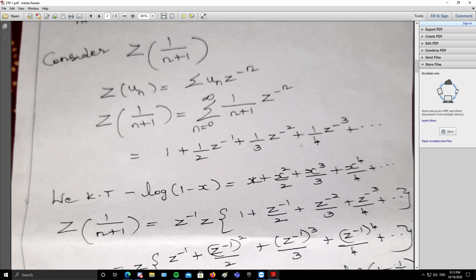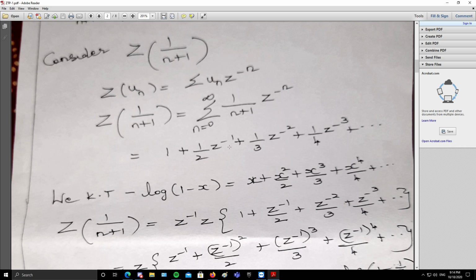Now observe the terms. Every series will have a pattern. The denominators you have 1, 2, 3, 4, and the numerators you have z to the power minus 1, z to the power minus 2, z to the power minus 3. When you don't have factorial in the denominator, it means it is a logarithmic series. I told you there are 3 types of series which you come across in the problems. Exponential series will have factorial in the denominator. Binomial series, the denominator is 1. And logarithmic series, you don't have factorial in the denominator. So the above series is a logarithmic series.